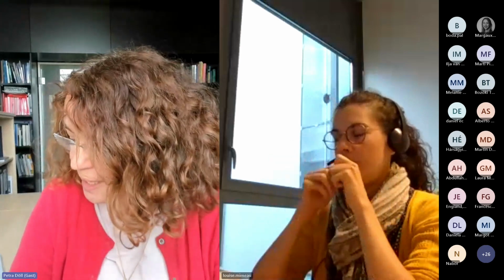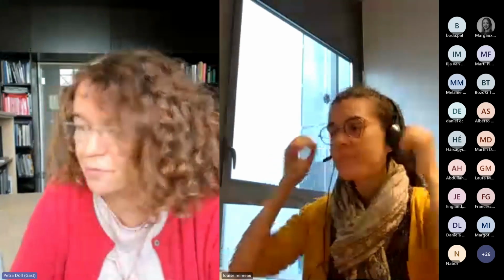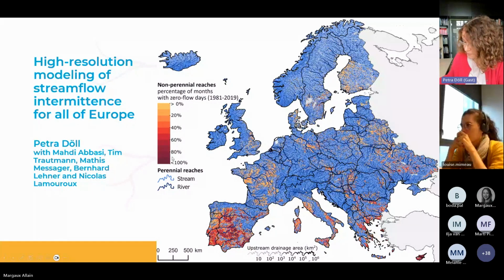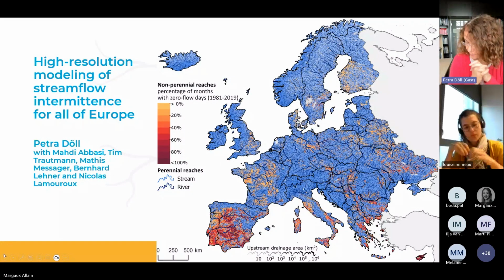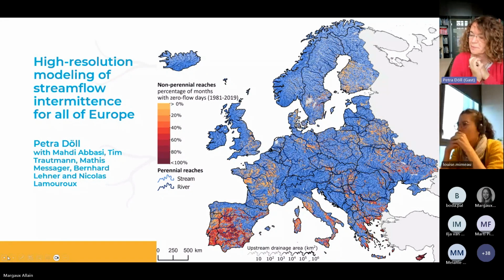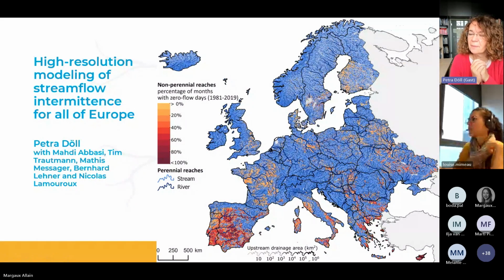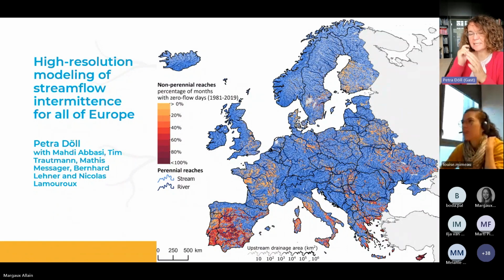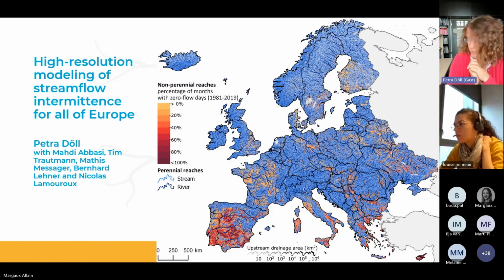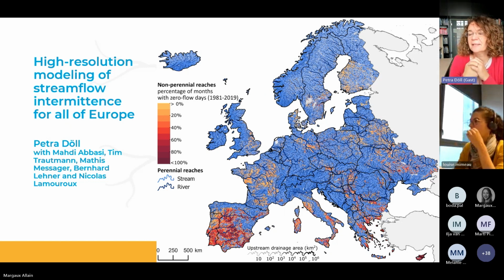So I will talk about high resolution modeling of streamflow intermittence for all of Europe. And just to give you an idea about the different scale that we're at: Louise mentioned that the Albarine Basin is 350 square kilometers. And when we look at this area of Europe, that's more or less 20,000 times more space, a few million square kilometers. So here we're trying to estimate for each month in the period 1981 to 2019.